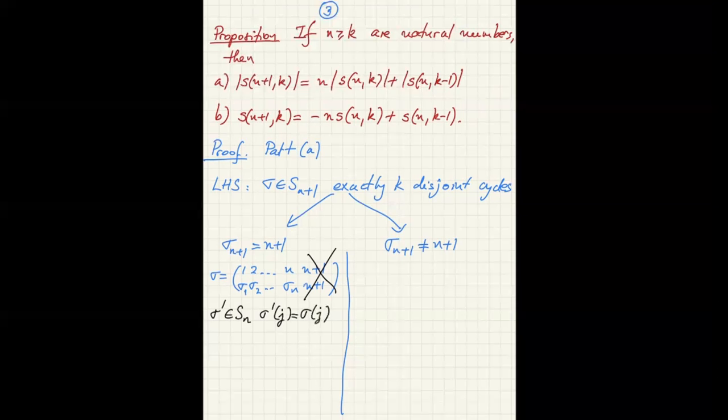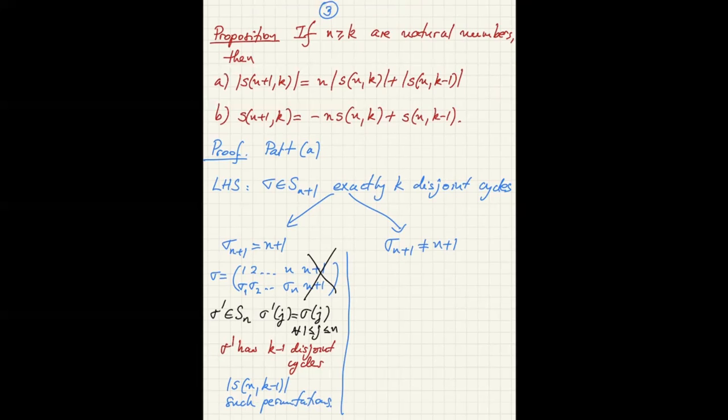equals sigma of j for any j between 1 and n, what type of permutation is this one? It's a permutation on n letters, and how many disjoint cycles does it have in its decomposition? Well, the original permutation sigma had k cycles, and one of them was this fixed point. So this permutation sigma prime has k minus 1 disjoint cycles. And how many such permutations are there? Well, that's the absolute value of S(n, k-1). Okay, so that's not too hard.